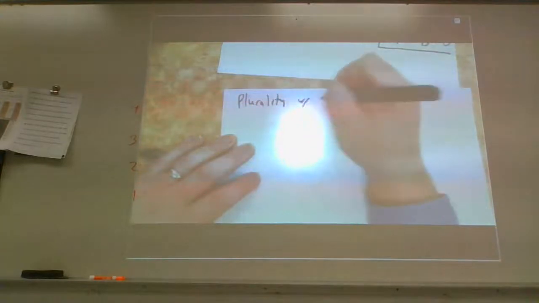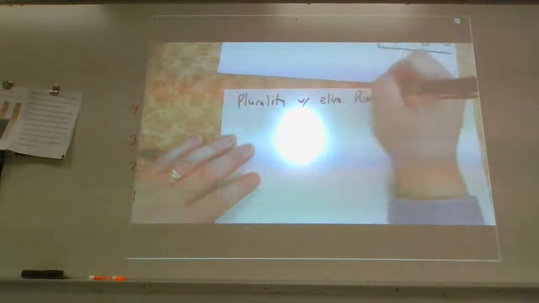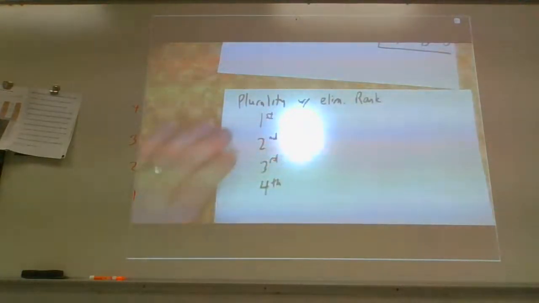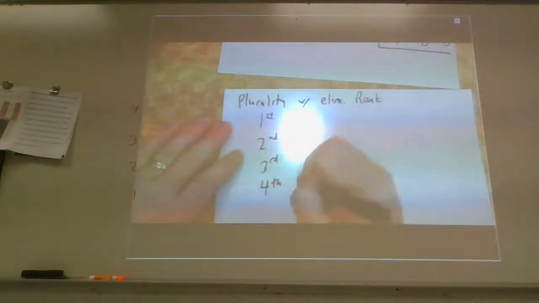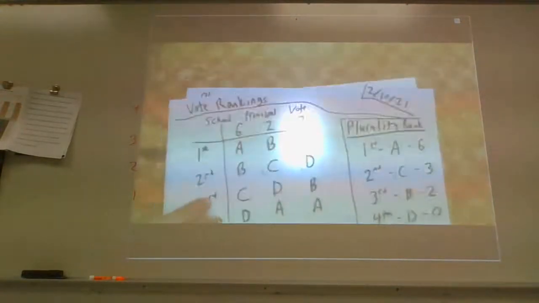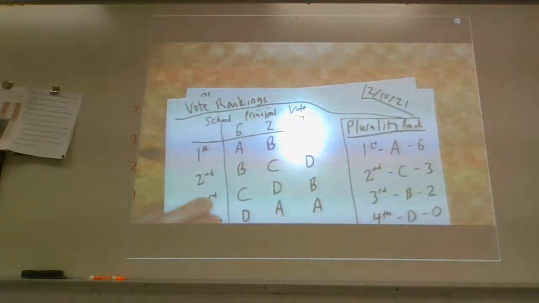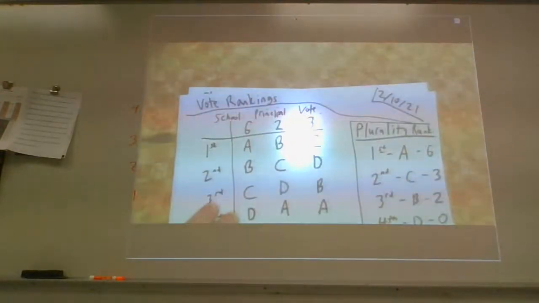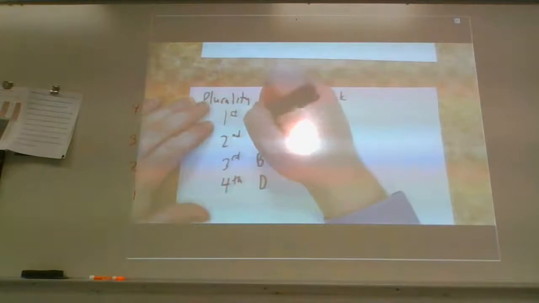So if you're going to do a plurality with elimination rank, you have to do this backwards. D is eliminated first. D comes in fourth. Okay. Then who is eliminated next? B is eliminated next. B only had 2 first place votes. Those votes go to C. C now has 5. But as we said before, C only has 5. A has 6. Sorry, C is eliminated next, and A ends up being the winner.